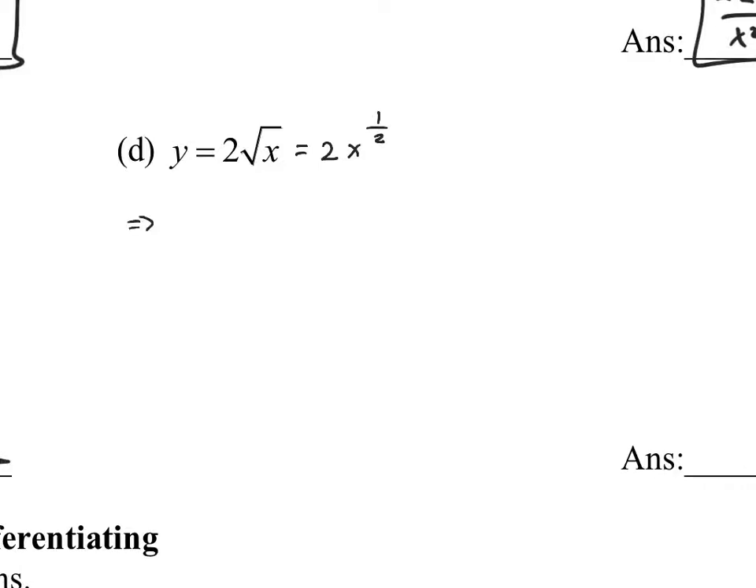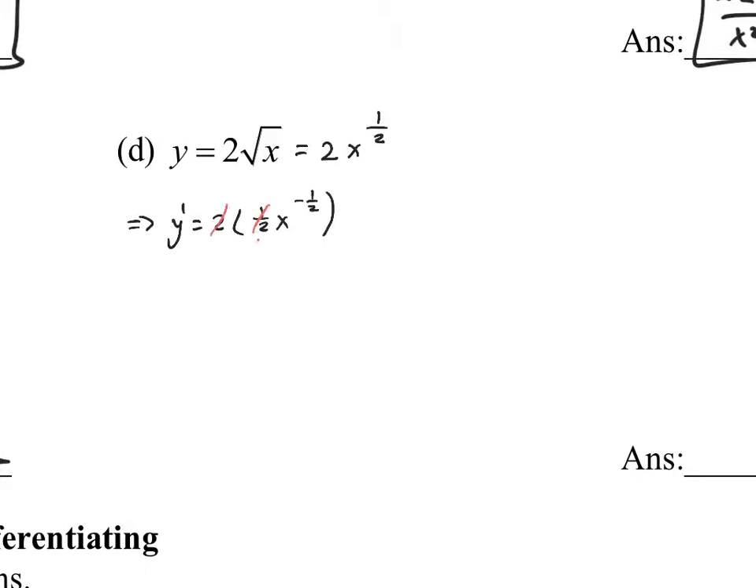So if I want to find this derivative, it's a constant times a function. So the derivative is the constant times the derivative of that function. So 2 times x to the 1/2 would be 2 times the derivative of x to the 1/2. Well, the derivative of x to the 1/2 would be 1/2 x to the, well, it would be 1/2 minus 1. Again, please, please, please, use your calculator when you're subtracting fractions. 1/2 minus 1 is negative 1/2.